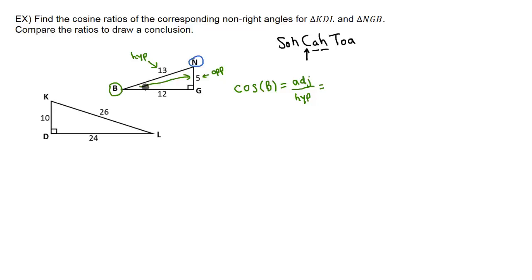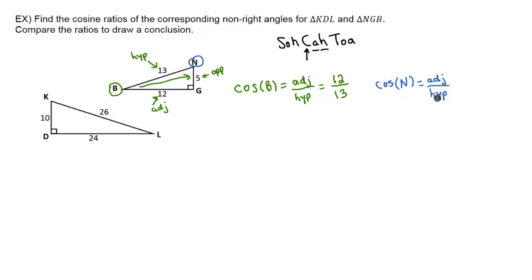this situation. The side that is adjacent to or next to angle B, or kind of like the leftover, is going to be 12. That's going to be our adjacent side, and that's the one we want in our numerator. So in the top we have 12, and then of course we have the hypotenuse labeled there as 13. So that's going to be my trig ratio for cosine of B.